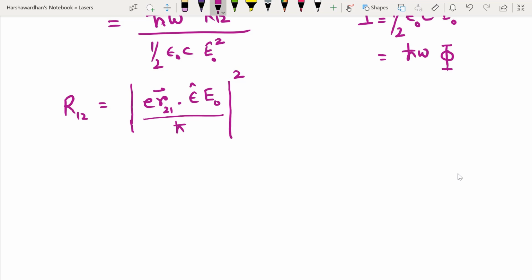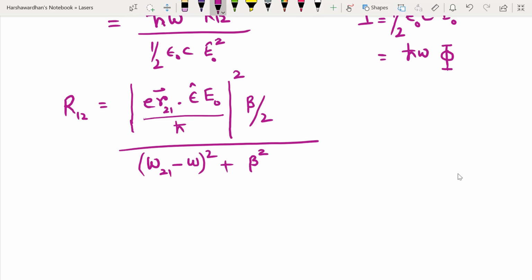And you see that there is a notion of the resonance wherein, remember, we had introduced this notion of a beta. So there is a beta by 2, over omega 21, which is my resonant frequency, minus omega, whole square plus beta square. Remember, this is related to the line shape that we talked about. This is the absorption cross section that one can write down related to this interaction between light and matter.